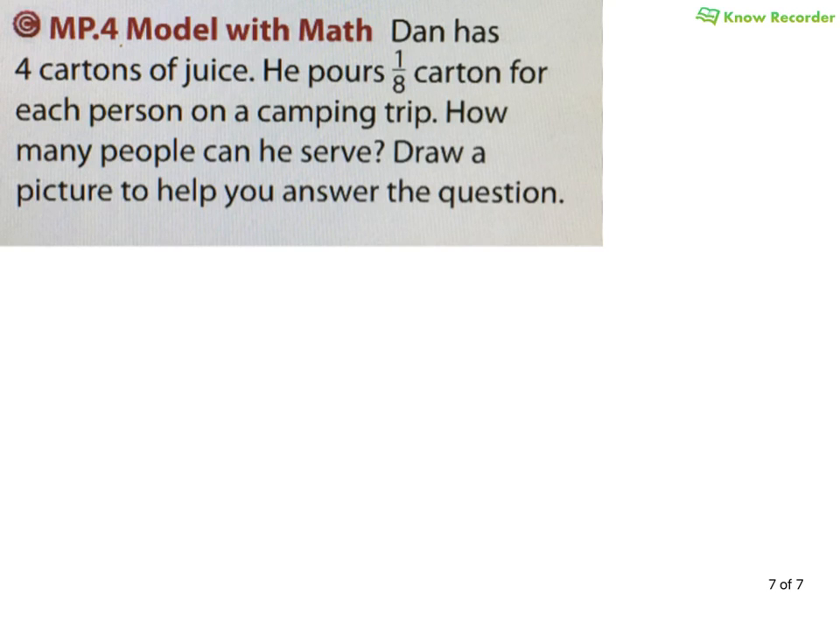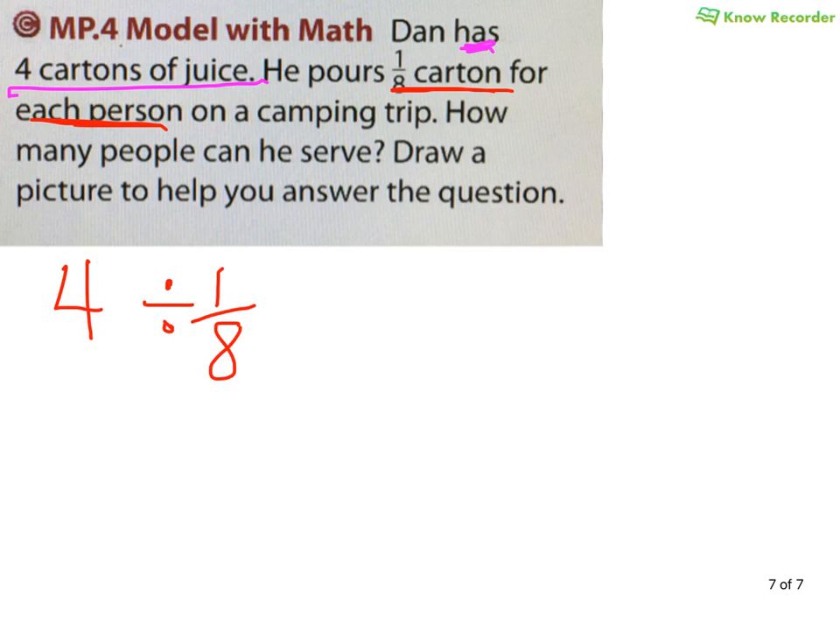Finally, a really good word problem to do, because it's going to show you how you need to read it in context of a story to set it up. Again, it's nothing more than what I have divided by how it's divided or shared or split up. Dan has, oh, they give it to you nice and easy. He has 4 cartons of juice. He pours 1/8 of a carton for each person. Each is meaning it's going to be the same value for every person. All right, on a camping trip, how many people can he serve? Draw a picture to help you answer your question.